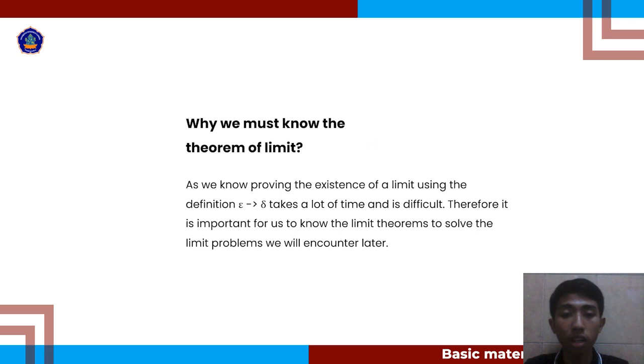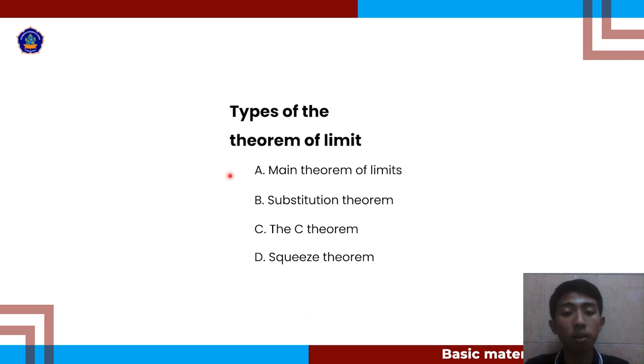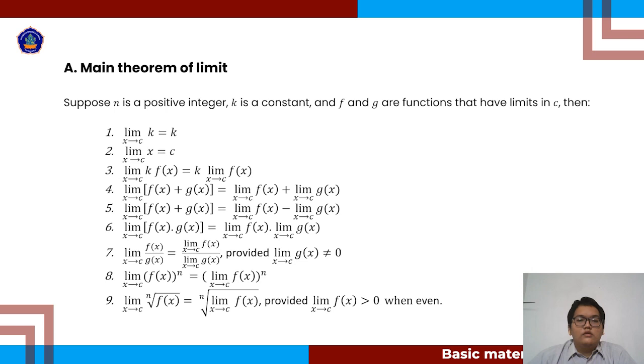Okay, next. There are four types of the theorems of limits. Number A, main theorem of limits, number B, substitution theorem, C, the C theorem, and the last, D, is squeeze theorem. So the first theorem is the main theorem of limits. This theorem supposes n is a positive integer and k is a constant, and f and g are functions that have a limit at c. Then we have nine forms for the main theorem of limits.